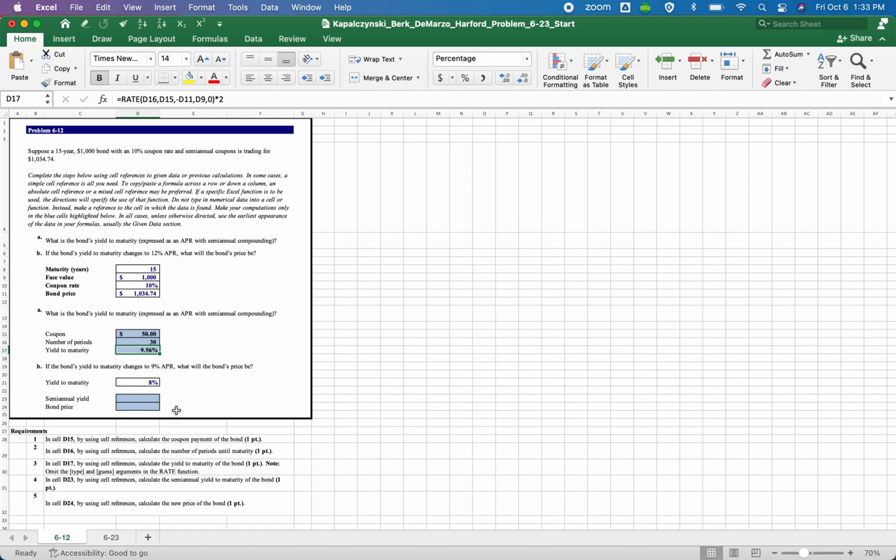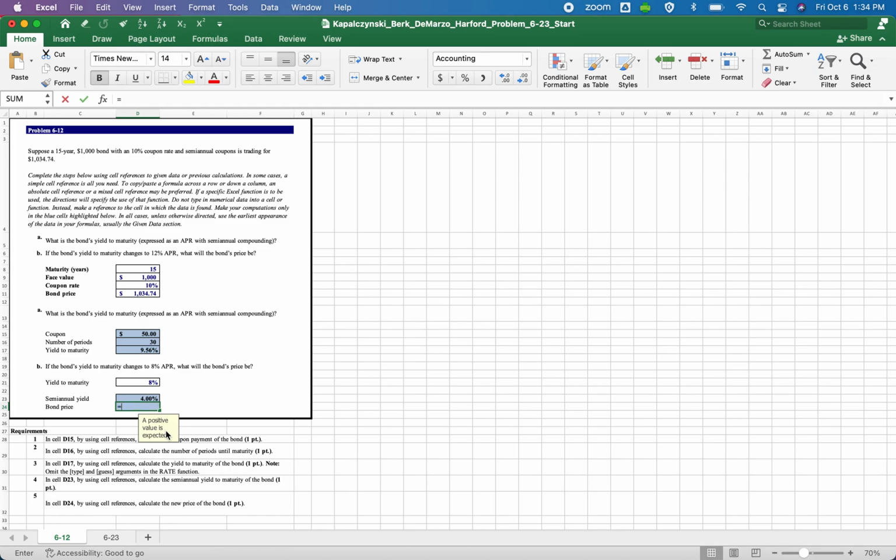Next question is, if the bond's yield to maturity changes to 8% APR, what will be the bond's price? So MyFinanceLab already gave you the rows and the cells here to fill out. All I need to do is calculate the new price, and it even gives you a tip: don't forget to adjust for the semi-annual yield or the periodic rate. So I'm going to do 8%, my yield to maturity, divided by 2.